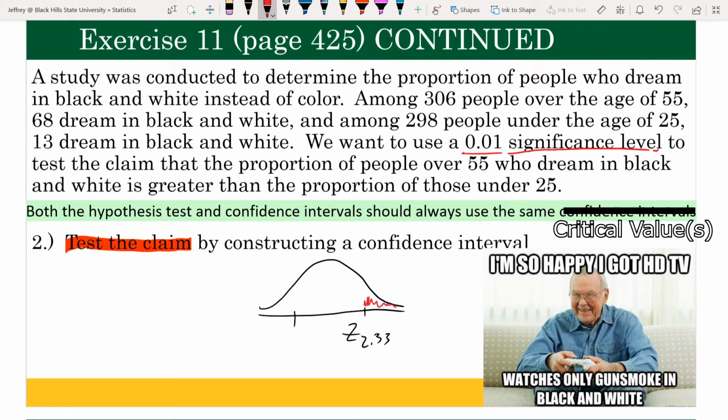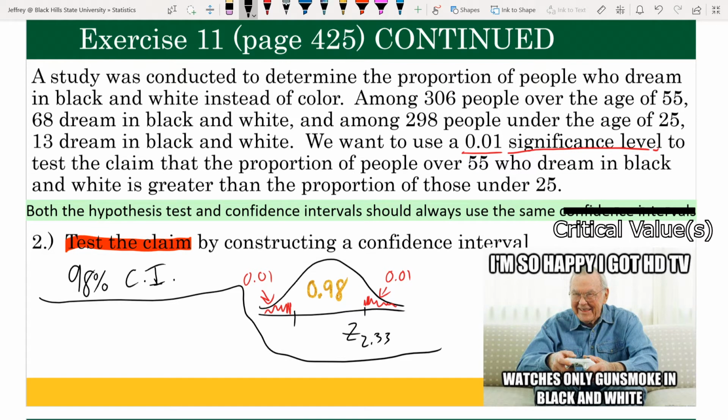the area inside this right tail is 0.01. However, a confidence interval has two tails, so this left tail must be 0.01. If that's the case, then what is the area in the middle? Well, it's basically whatever is left over, so that must be 0.98. So what we're actually needing to do is create a 98% confidence interval.